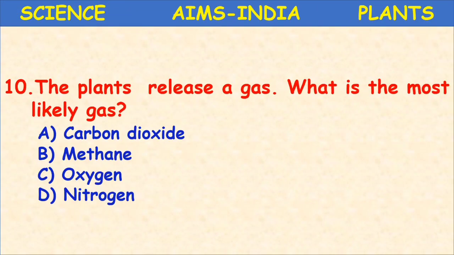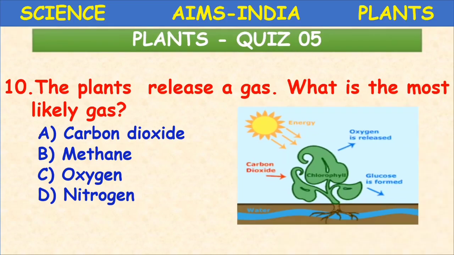The plants release a gas. What is the most likely gas? As we learnt before, when the photosynthesis process is happening, the plant apart from glucose also releases a gas. A is carbon dioxide, B is methane, C is oxygen, D is nitrogen. So which gas do the plants release? Yes, it is option C, oxygen.